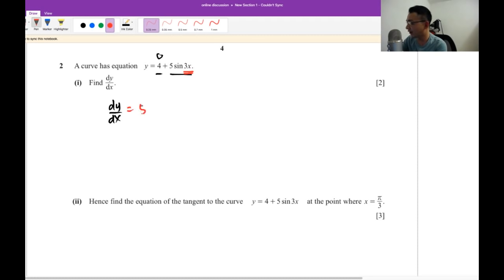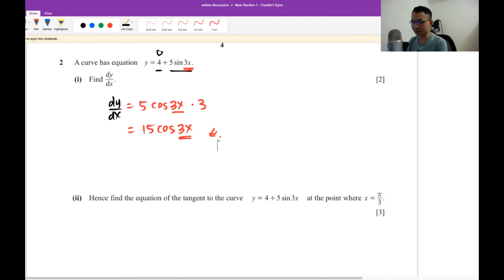So this is what happened. I write 5, differentiate sine, give me cos 3x. And I differentiate 3x, I give me a 3 at the back here. So it will become 15 cos 3x. Angle will never do the minus 1 thing. This is your final answer. 2 marks.